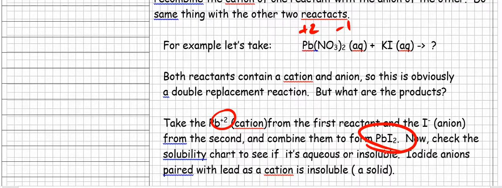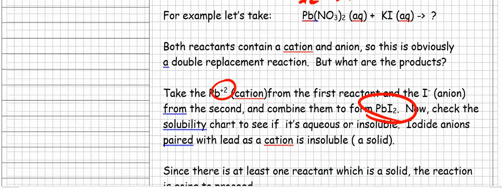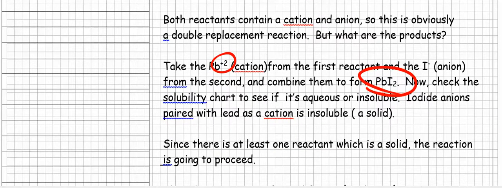So remember that we're going to rebalance electronically. In other words, iodine has a charge of -1, but there's two of them because lead has a charge of +2. We started with +2, we end with +2 on the product side. So one of our products is going to be lead iodide. Now, we need to check the solubility chart to see if it's aqueous or if it's insoluble. So let's go to the charts now, okay?